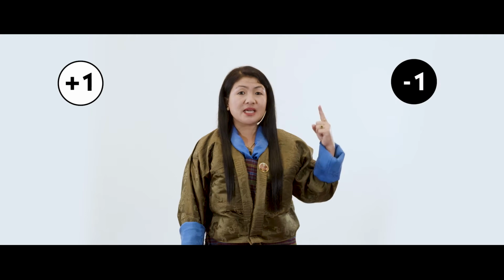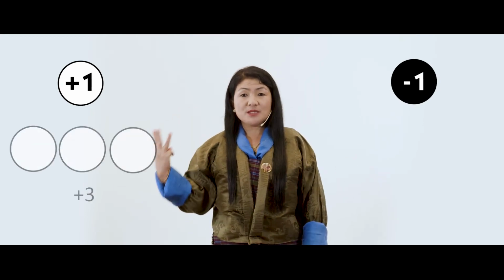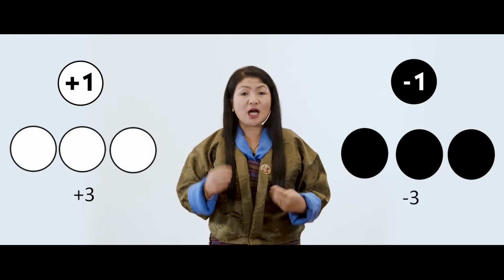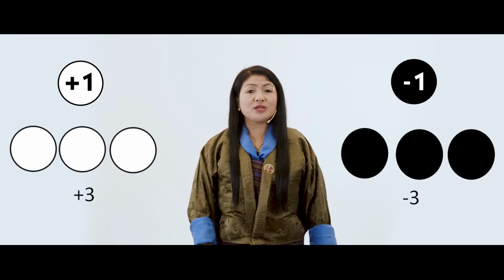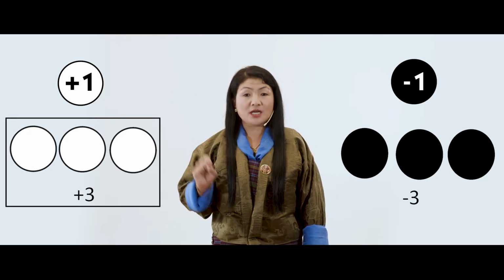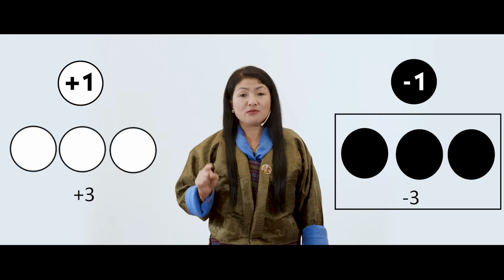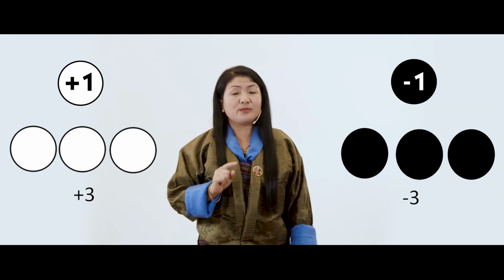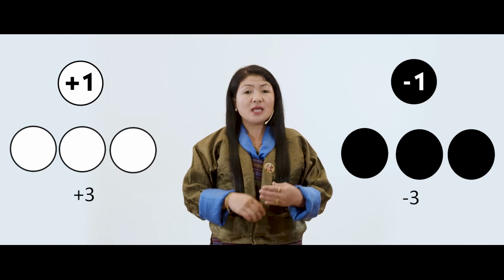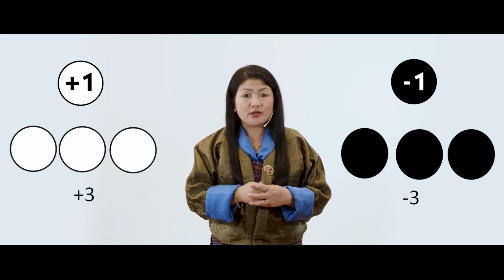Integers can also be presented and modeled using counters. A white counter represents positive 1, a black counter represents negative 1. For example, you can represent positive 3 and negative 3 with the counters. With positive 3, we use 3 white counters and for negative 3, we use 3 black counters. And we have to know that positive 3 and negative 3 are opposites of each other.